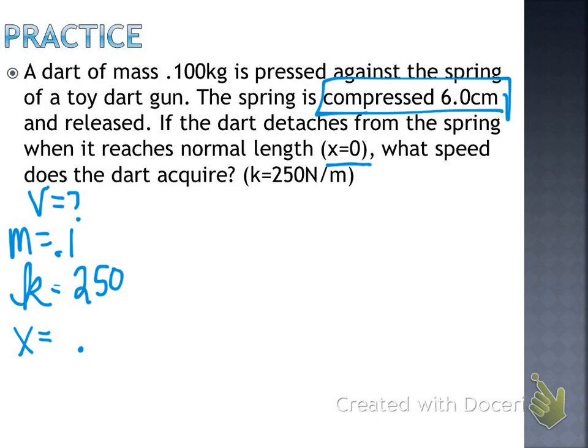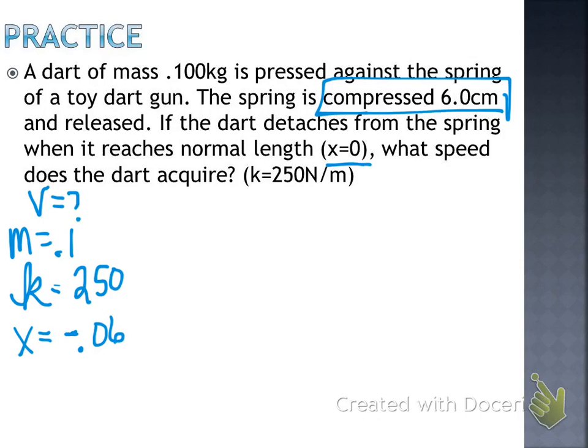First of all, we need to convert that to meters. Okay, and since it's compressed, not stretched, we have to include that negative. So as we think about this dart gun and we think about what it's looking like, we've got a compression to begin with and a complete release of that spring to end with. Okay, it's reached its final point.